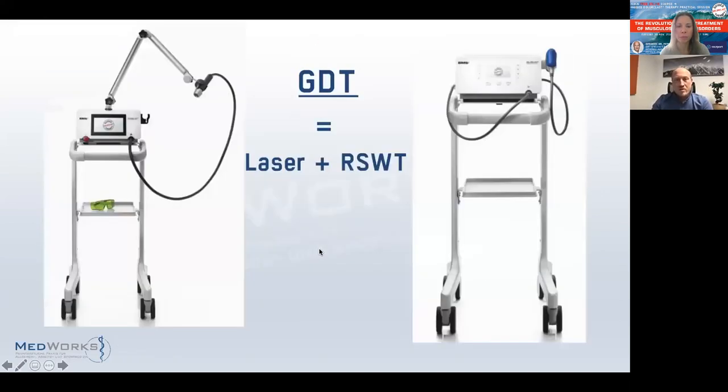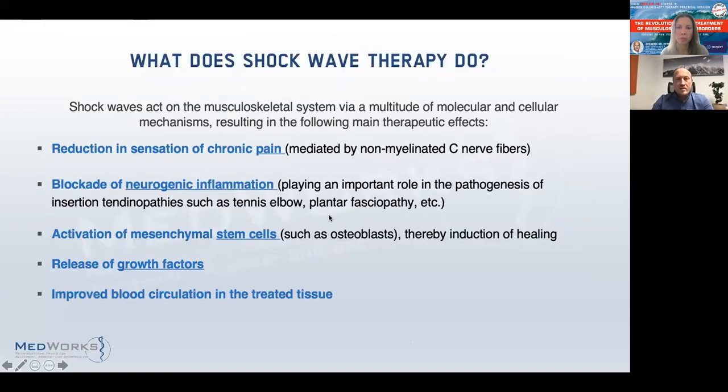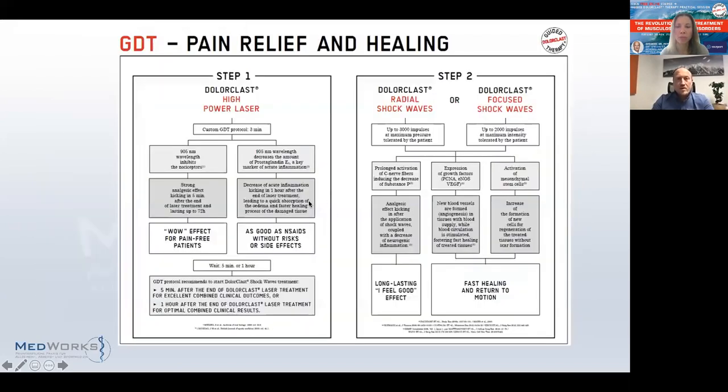So these are the two devices again. You will see them working in 2 minutes. This is the high power laser, and this is the new Dollar-Class device for shockwave. The system behind it is that we want to use the Dollar-Class high power laser for about 3 or 5 minutes with two short programs of 3 or 5 minutes. I'll show you how I use it.